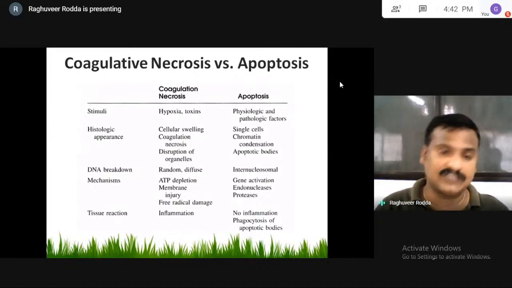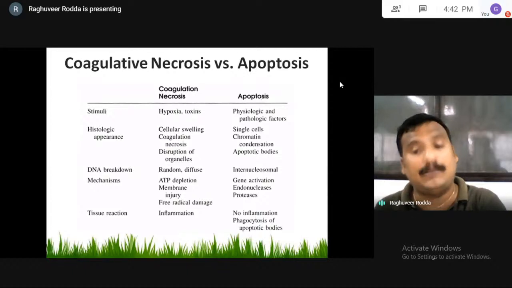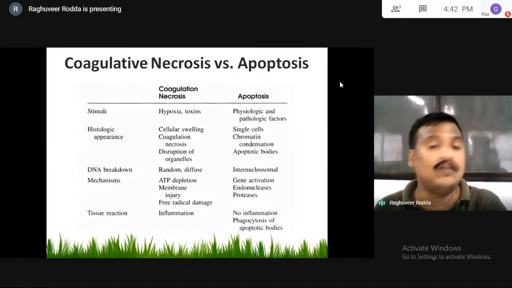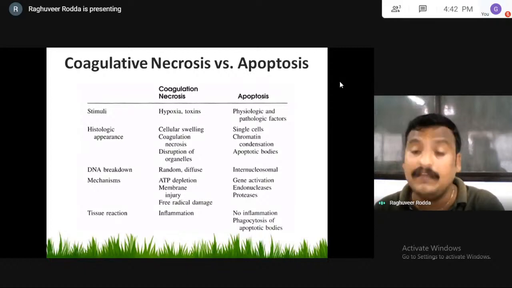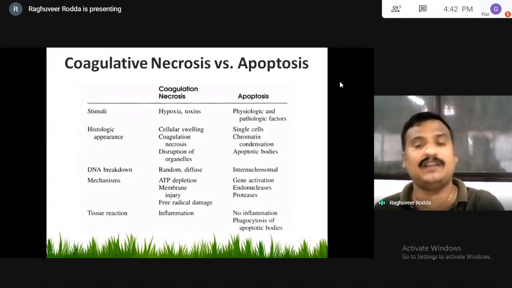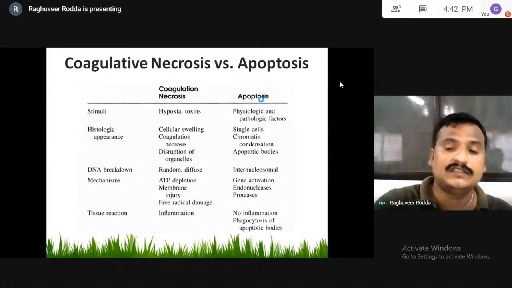Regarding tissue reactions, in necrosis there may be huge inflammatory reactions, with involvement of inflammatory mediators. Whereas in apoptosis there is no inflammation, because it is physiological and there is phagocytosis. There is a clearance process called phagocytosis, the cell-eating mechanism for the various small bodies which are formed during the cell injury condition.